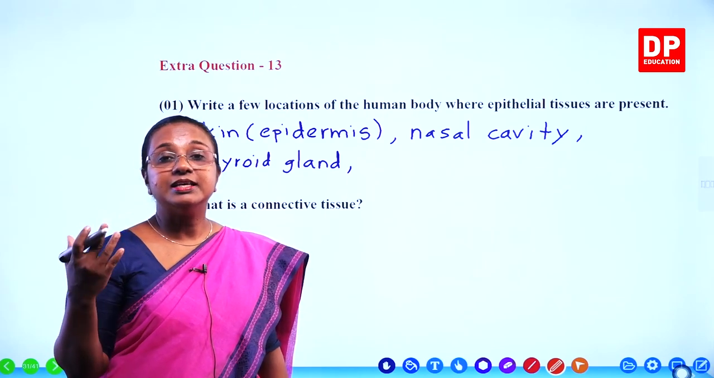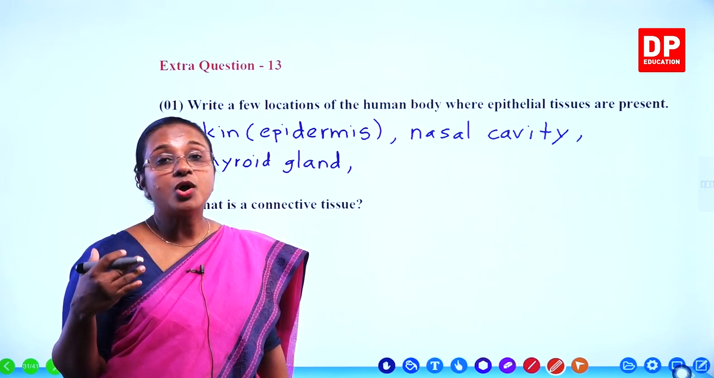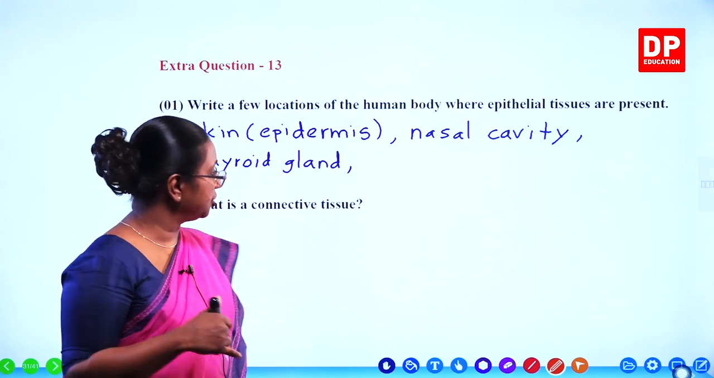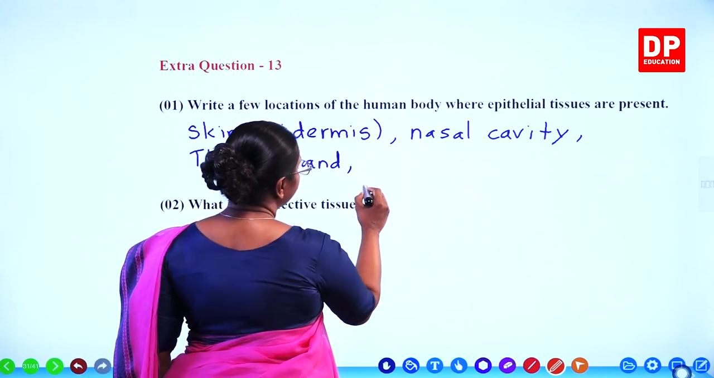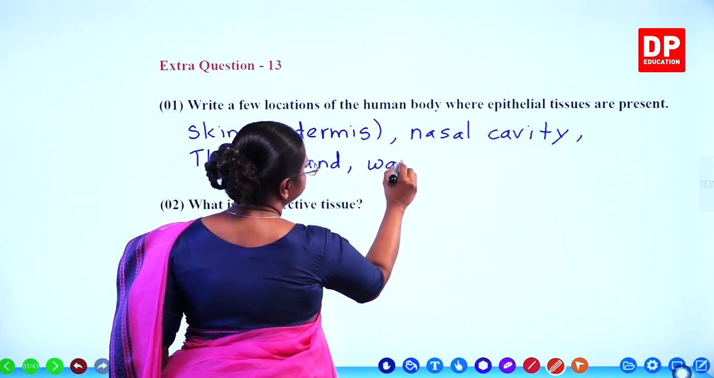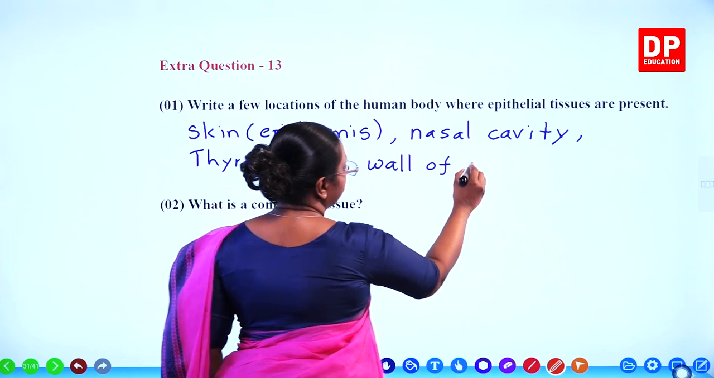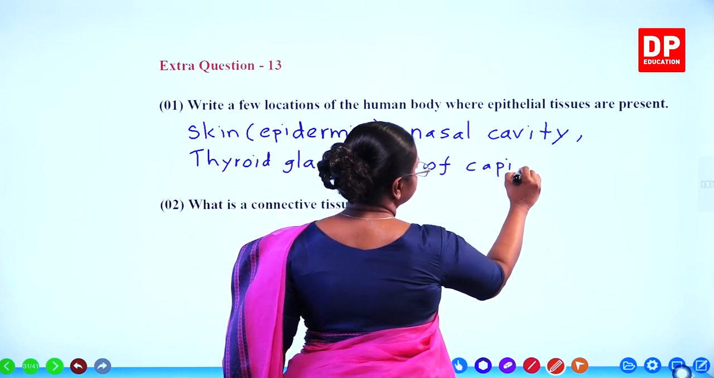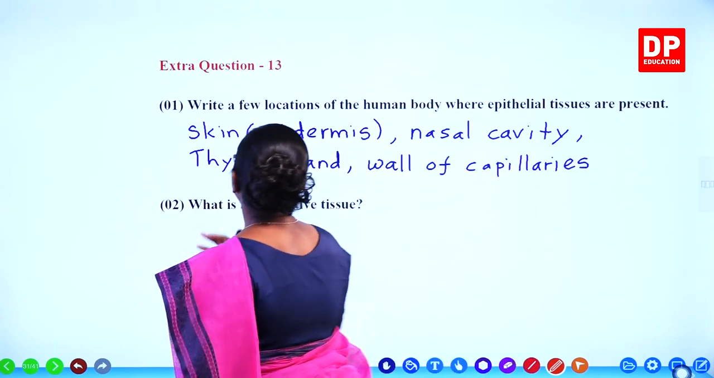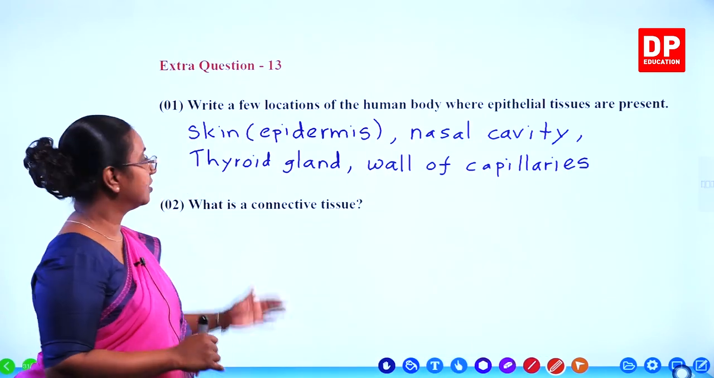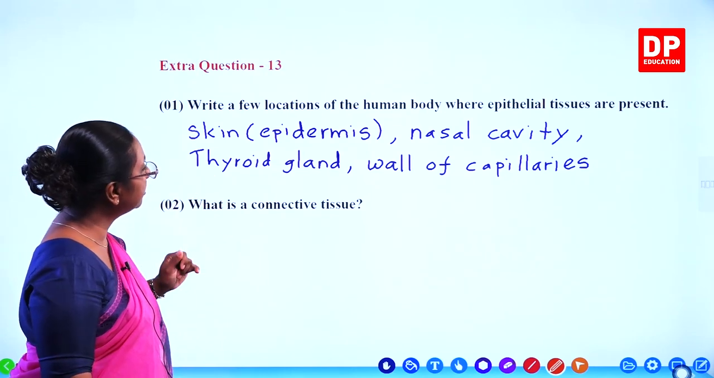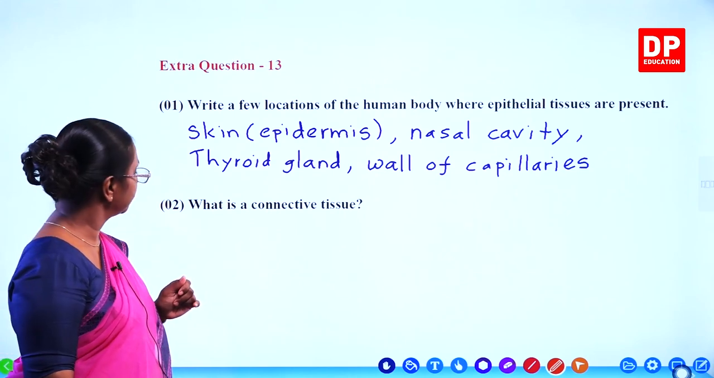And also the capillaries. The wall of capillaries are lined with epithelial tissue. So here I can write another location, wall of capillaries. So since they have asked for few locations, you can give at least three locations. I have written four different locations.